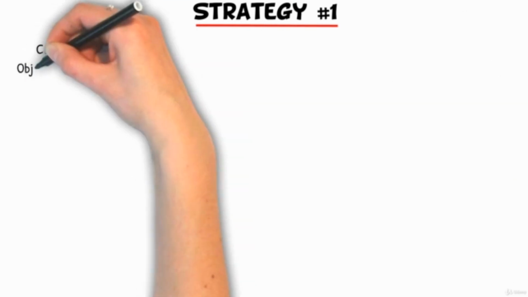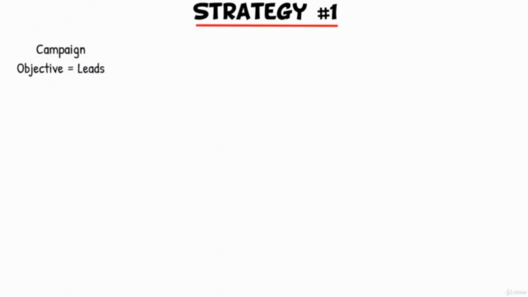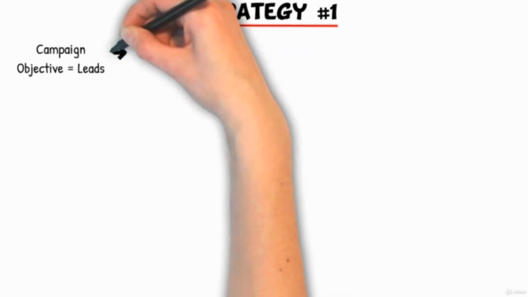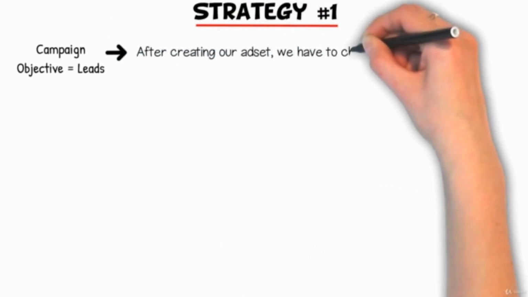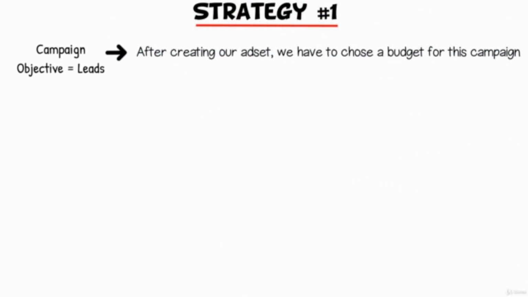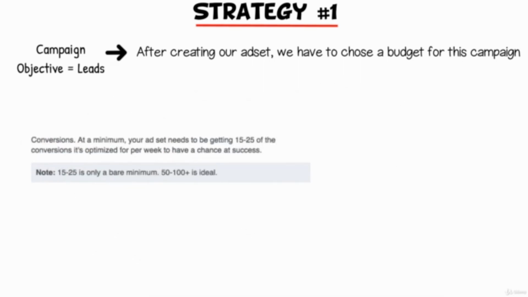Strategy number 1. In this strategy, you have to choose leads as an objective for the campaign. So after creating your ad set, you have to choose a budget for this campaign. But before we calculate our budget, we have to take into consideration the golden rule of Facebook ads.